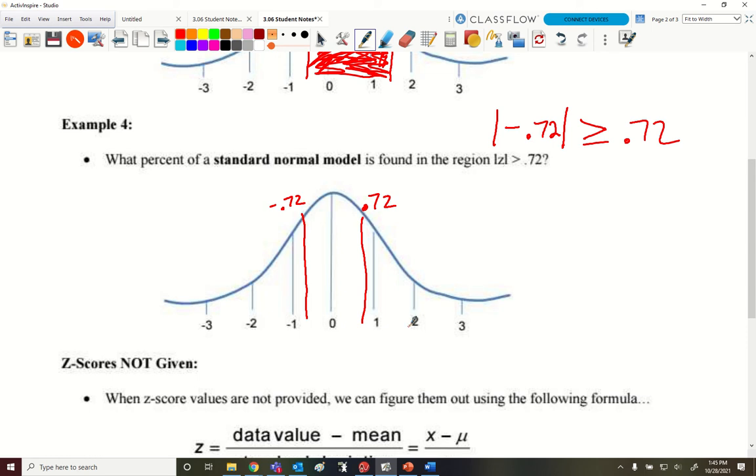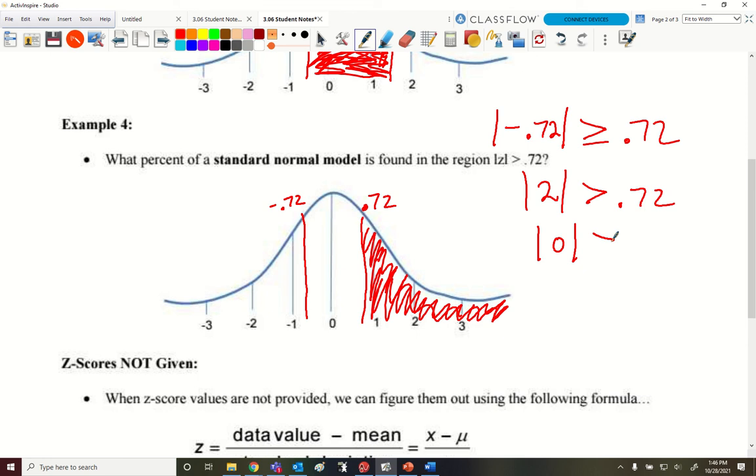2. So is absolute value of 2 greater than 0.72? Yes? You guys agree? So that means that all this is shaded. So all that's shaded. Yeah? Now let's pick a number for the middle. What number is right there in the middle? So absolute value of 0, is that greater than 0.72? No, it's not, is it? It's not. So this one doesn't work. So this piece in the middle is not shaded.